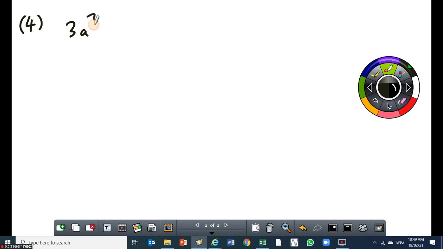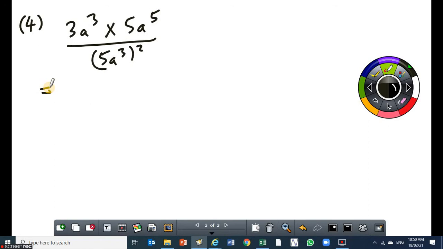It is 3a cubed times 5a to the power of 5, all over 5a cubed all squared. That's the next question. Now, you can see that in the numerator, there's multiplication. In the denominator, we only have one term. So, to carry on here, my suggestion would be, since there's multiplication, multiply the coefficients of the base a. Multiply the what? The coefficients. So 3 times 5 gives you 15.